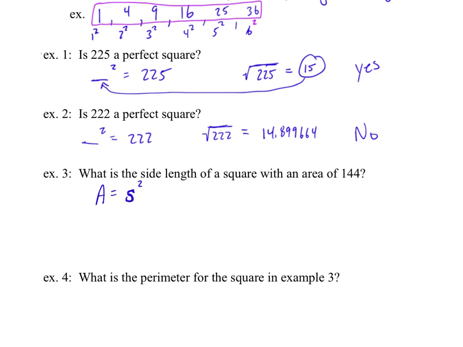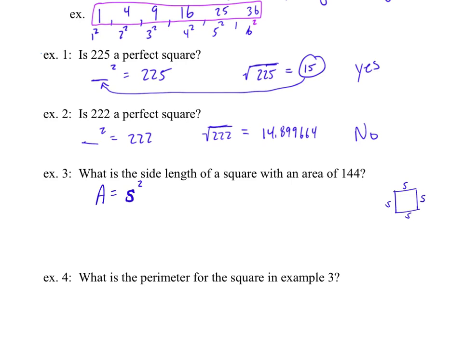So it's area equals side squared, where S is the side length. If you have a square, you have the length of the side, they're all the same. And to find the area, you do one side times another side, so that's why it's side squared.